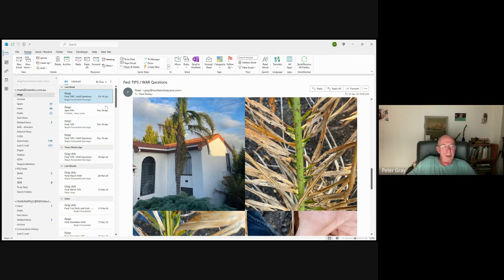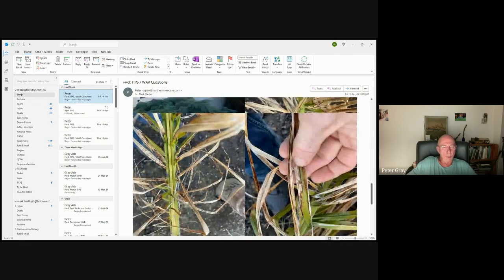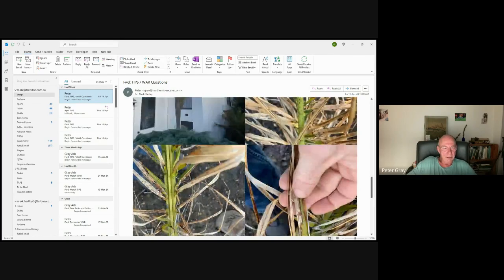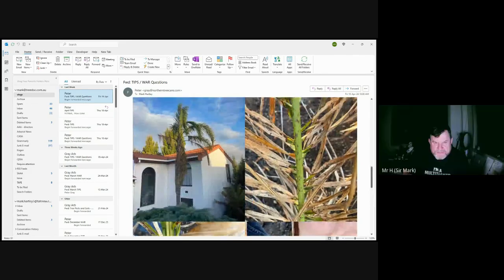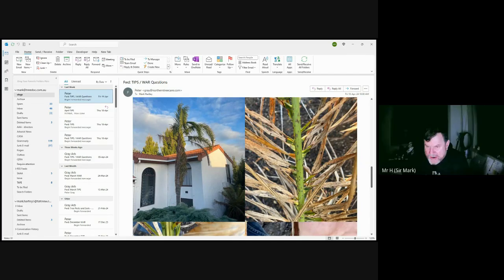The underside, so the lowest section of the fronds seem to be dead more than the upper section. So we're getting some bits dying off here, yeah. What sort of disease does it look like? Virus. Could be a virus, yeah, except viruses tend to form along distinct lines.